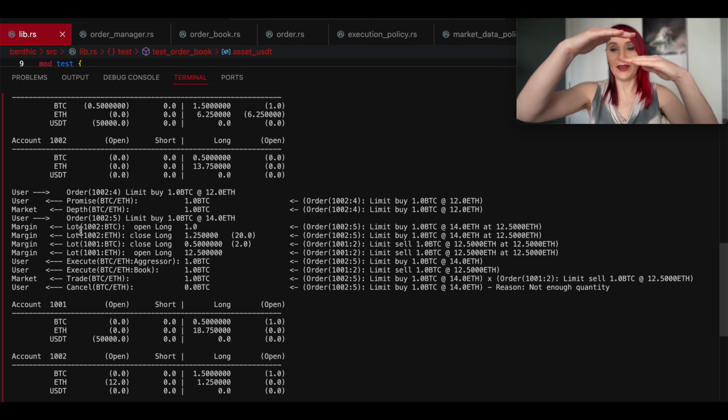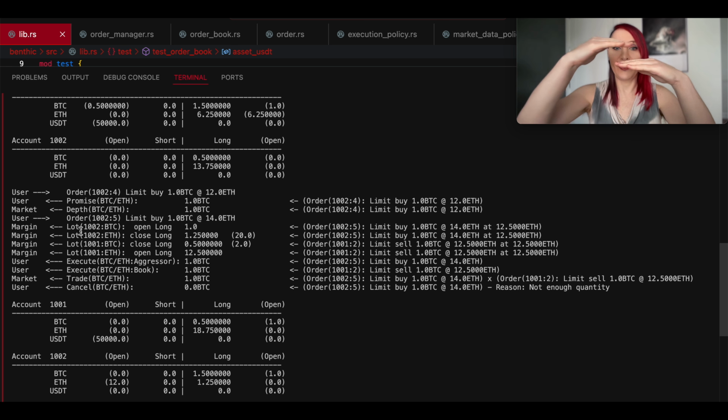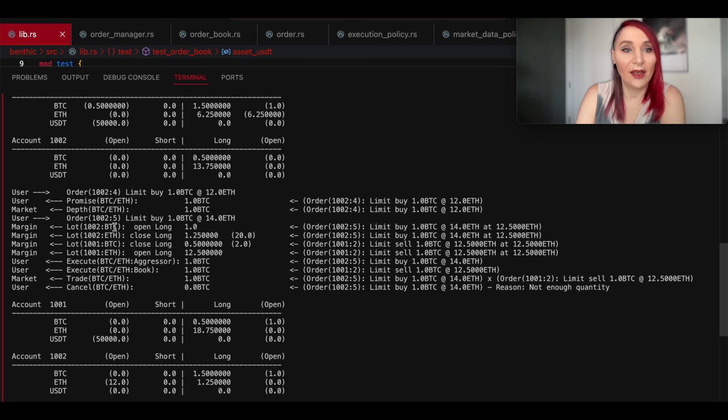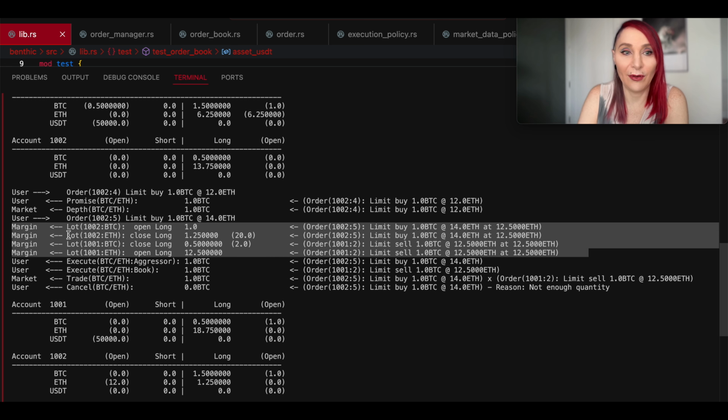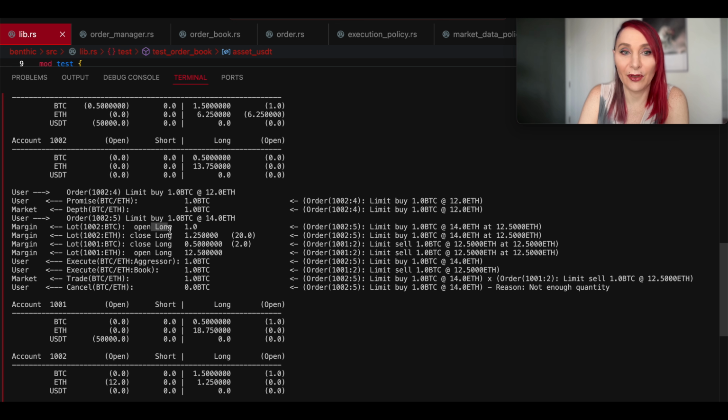Let's see what happens if the prices actually cross. So this is 12.5 of user 1, the ask, and this is the bid of user 2. It's 14. It's a higher price, so they match. Okay. So you can see that user 2 is sending 5th order to buy 1 Bitcoin at 14 Ethereum. So that will be a match, and we can see a match is happening here by looking at the lots being created and matched. So you can see that user 2 receives 1 Bitcoin, okay? So it goes long 1 Bitcoin.